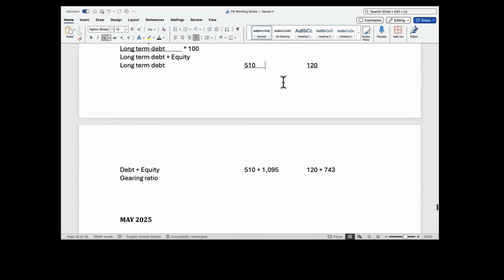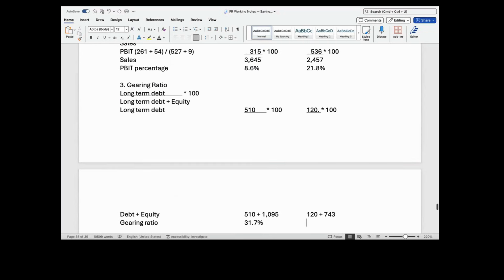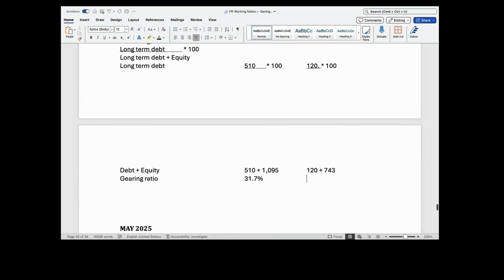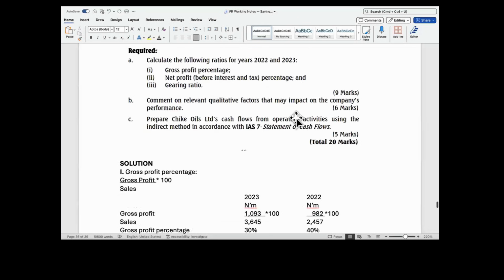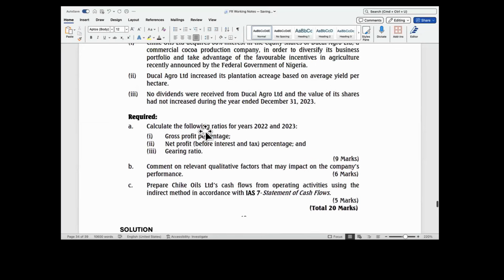Okay. So what's the gearing ratio here for 2023? How much? 31.7%. What about for 2022? 13.9%. 13.9. Okay, good. So we have gotten 9 marks.